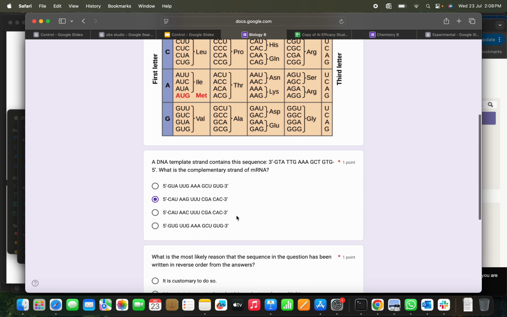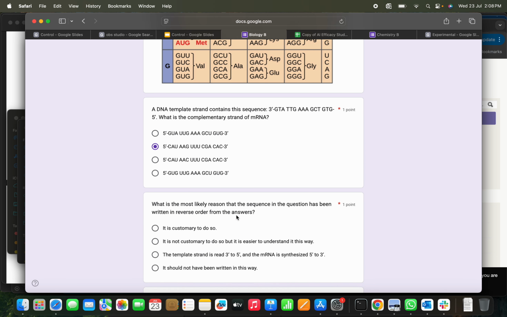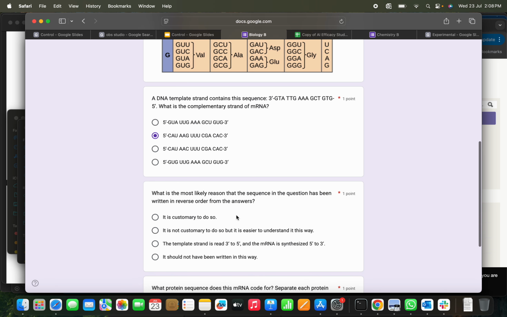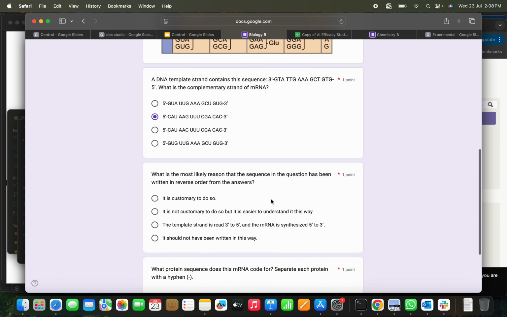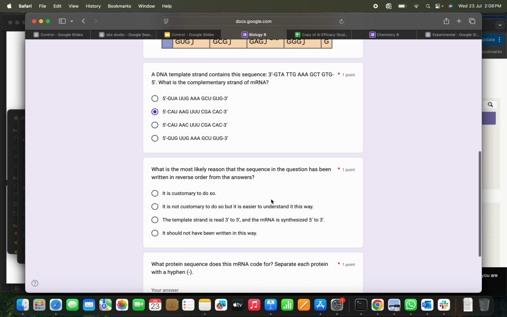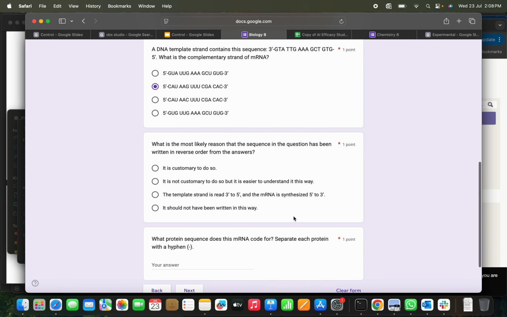I'll go with some random thing. I have no clue what this even means. What is the most likely reason that the sequence of the question has been returned in reverse order from the answers? Okay, this tells me, was it supposed to be in the reverse order? GTG, but there's nothing. The template strand is 3 dash to 5 dash and the mRNA is synthesized 5 dash to 3 dash. I'll go with C because this sounds more reasonable to me.